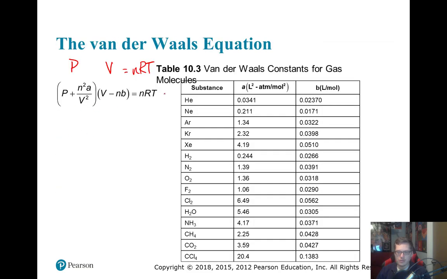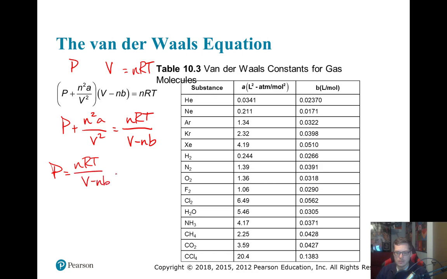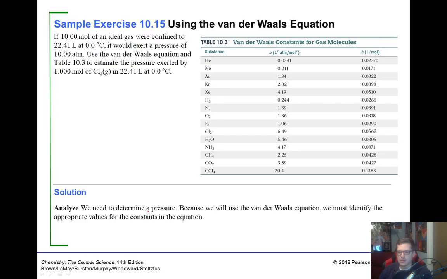If we're going to rearrange the van der Waals equation, we'd have to divide by V minus nb. So we'd have pressure plus n squared a over V squared is equal to nRT over V minus nb. Then we'd subtract the n squared a over V squared. So pressure is equal to nRT over V minus nb, minus n squared a over V squared. That's our formula there, and this is exactly what they do.